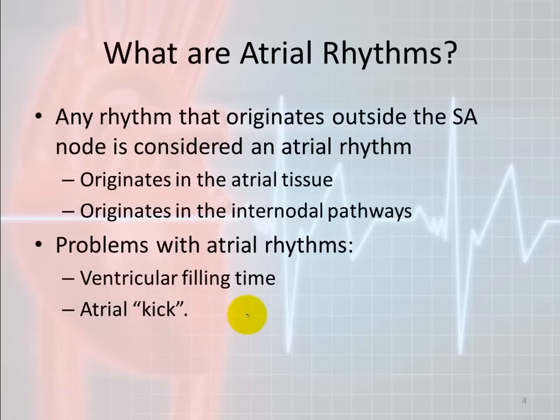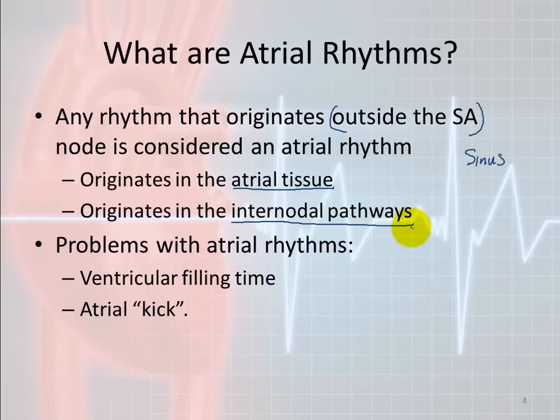The first thing I want to discuss are the atrial rhythms themselves. When we talk about atrial rhythms, any rhythm that originates outside of the SA node is considered atrial. If it originates inside of the SA node, it is considered sinus, and that is not this presentation. So these are going to be considered atrial rhythms. Any rhythm that originates in the atrial tissues, or somewhere in the internodal pathways, either way, is outside the SA node.